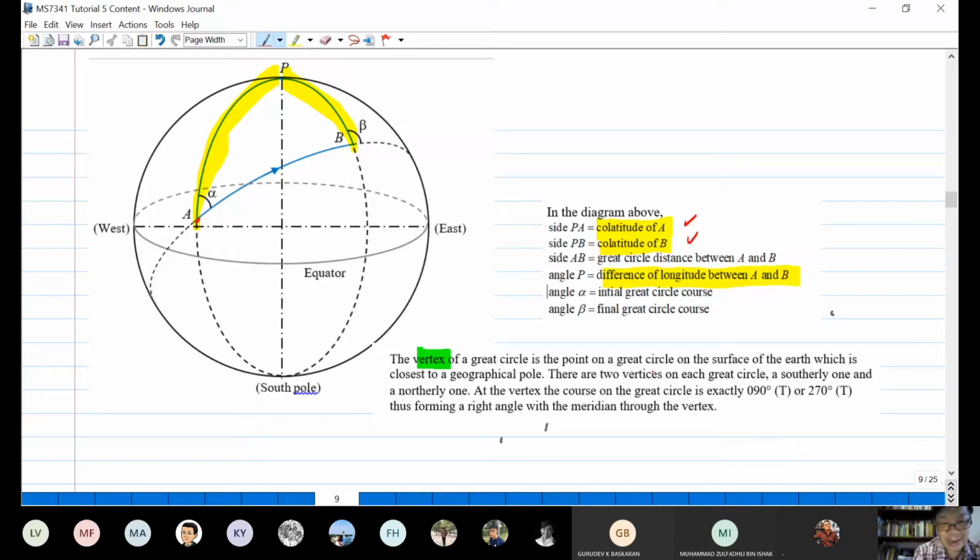Now, the distance between A and B is called the great circle distance. It's just side AB here. So this is the great circle distance here. So you can see that it's a spherical triangle. I mentioned already the initial course. Alpha is the initial course. Beta is the final course. All right, so initial course, I mentioned this earlier.